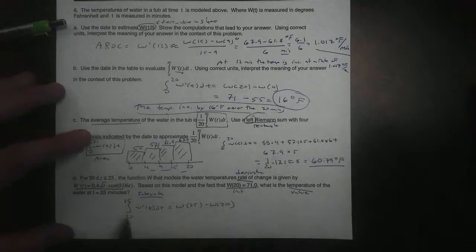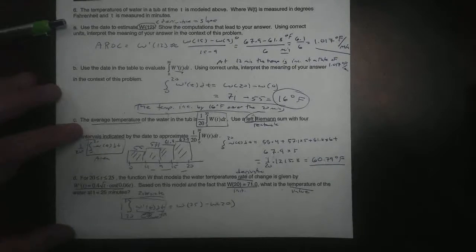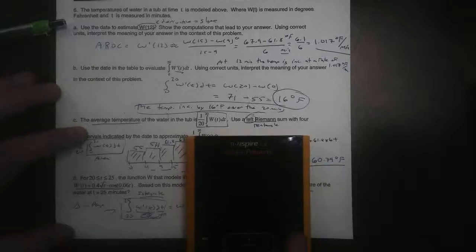Now, let me just go over this again. This integral right here, if I type this in my calculator, what's that going to give me? Look at the units. W prime of t, it's a rate of temperature. This is degrees Fahrenheit per minute. dt is minutes. Those cancel. So it's going to give me my change in temperature. This is my change in temperature. So I'm just going to type that in my calculator.